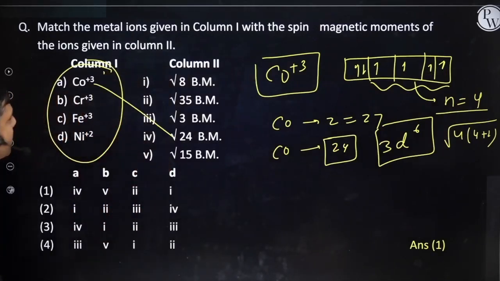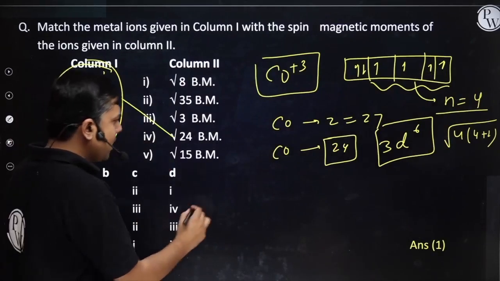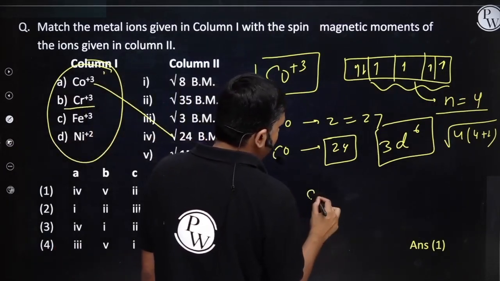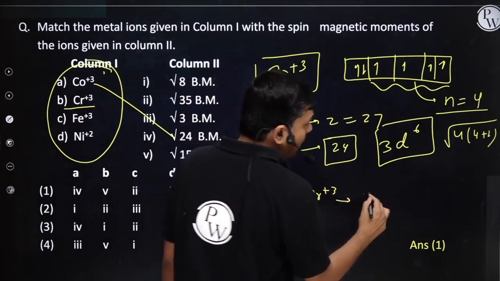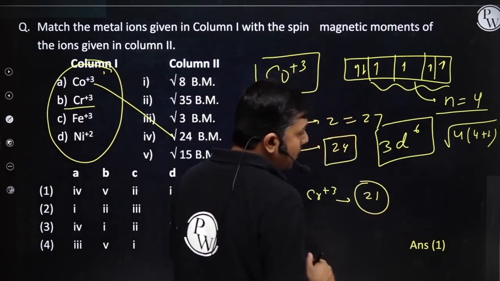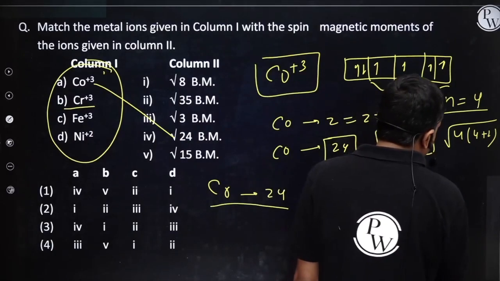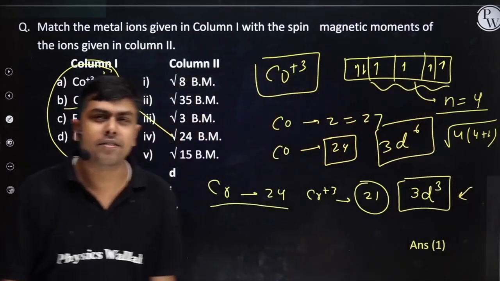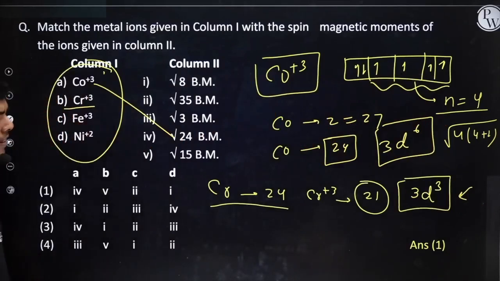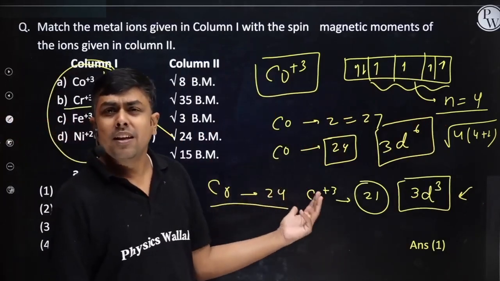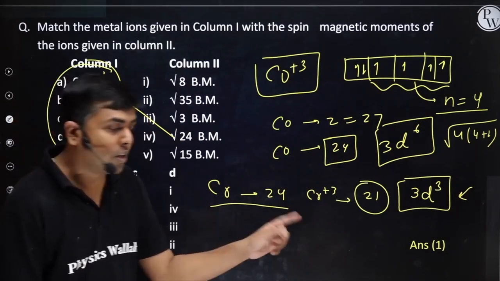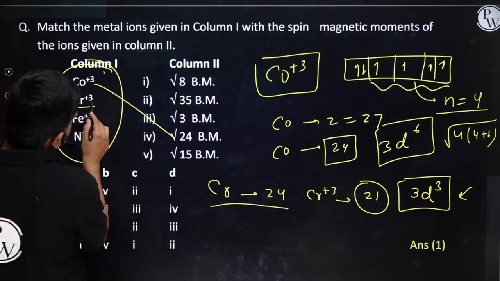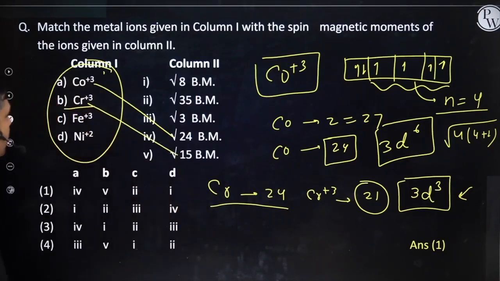So for cobalt plus 3, the magnetic moment is root 24. Cr+3, chromium, 24. Cr+3 has 21 electrons. 21 electrons means 3d3 configuration, right? If it has a 3d3 configuration, the number of unpaired electrons is 3. So the magnetic moment will be root of 3 into 3 plus 2, root 15. So for chromium plus 3, the magnetic moment is root 15.